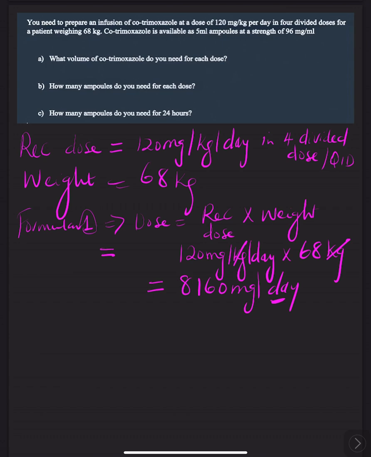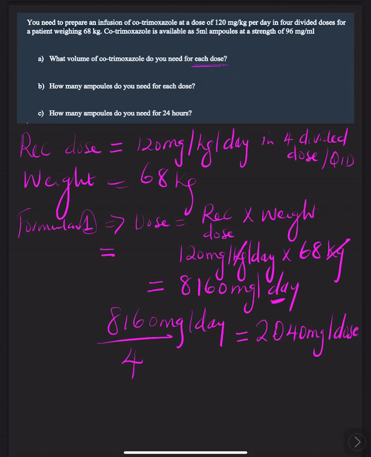Remember, the question is asking you about the dose. So because we are giving this medication in 4 divided doses, what we could do at this point is to say 8160 mg per day divided by 4, or the QID that you're giving. So eventually, if you use your calculators again, you end up with 240 mg, and this will be per dose. Now at least we are getting what we need.